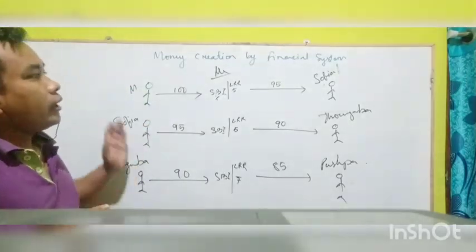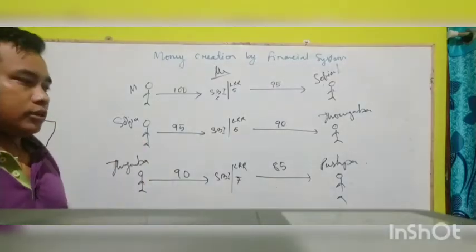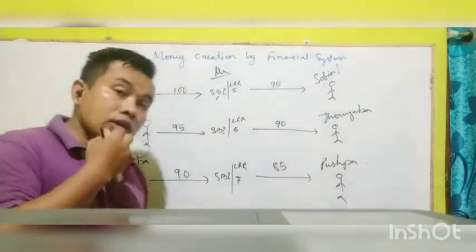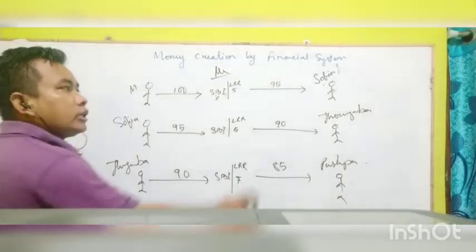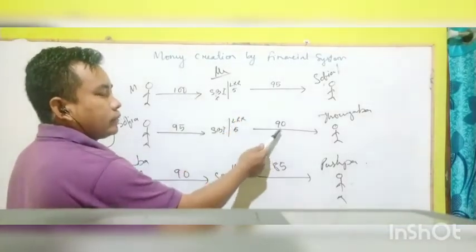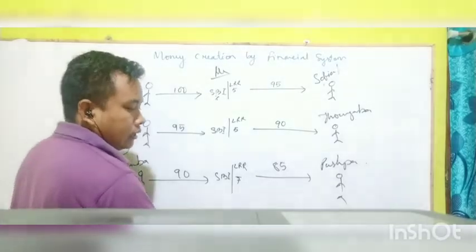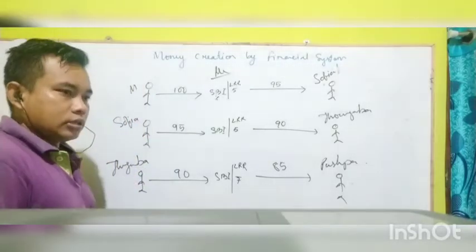This is why money is created in the financial system. Now here comes a very interesting question. As I've told you, it keeps on decreasing: 95, 90, 85, like this. It will keep on decreasing.